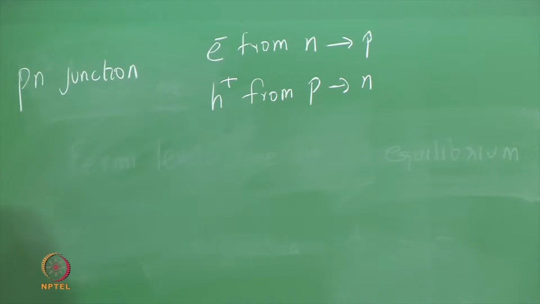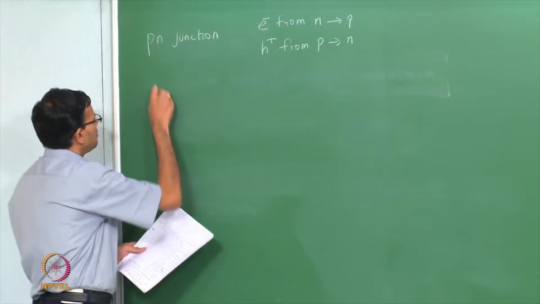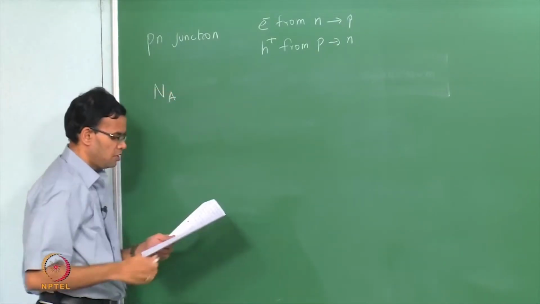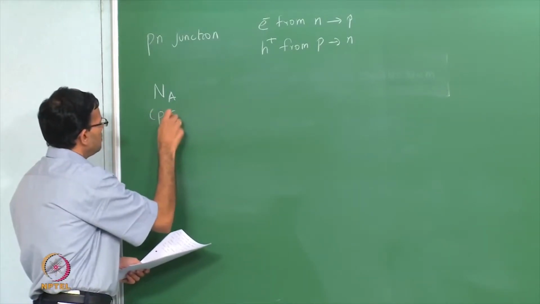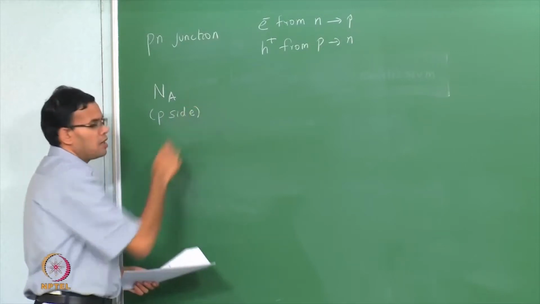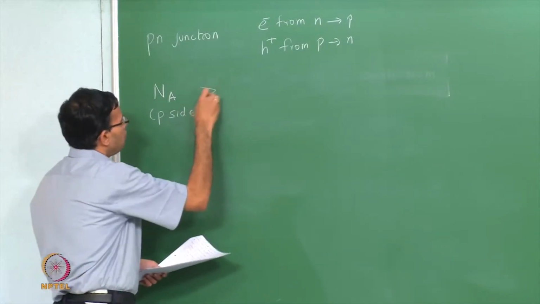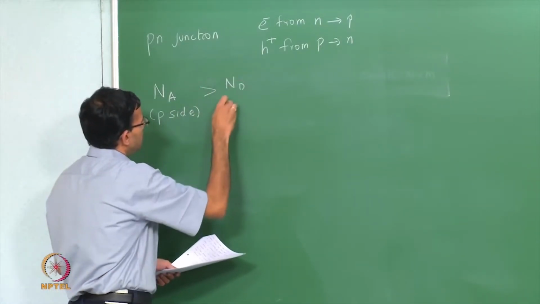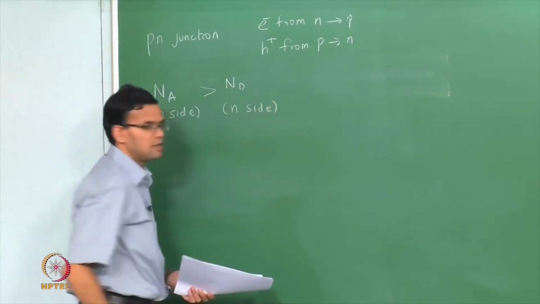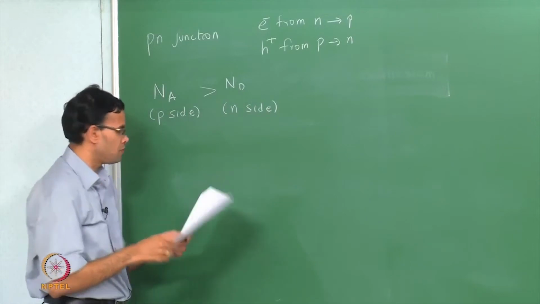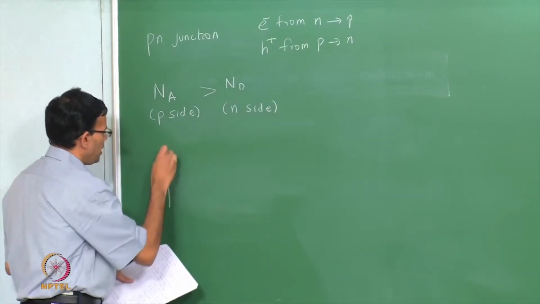So, let us consider a p-n junction where the acceptor concentration Na, this is on the p side, is greater than the donor concentration Nd, and this is on the n side. Let me redraw my p-n junction.